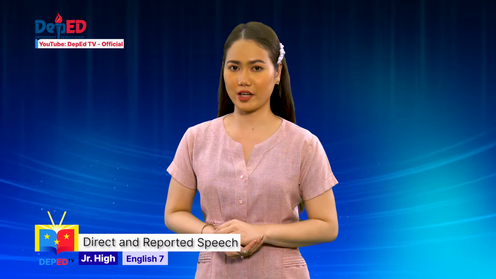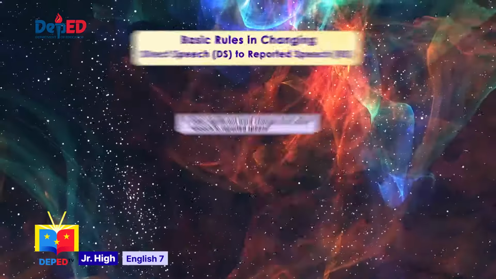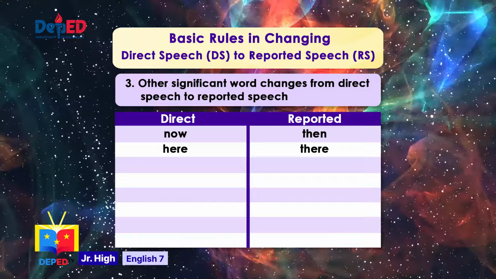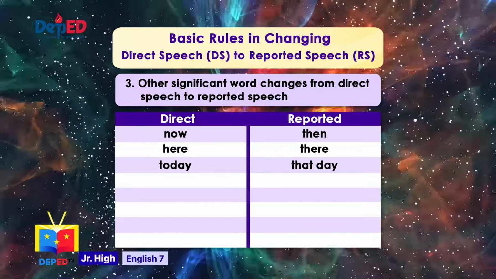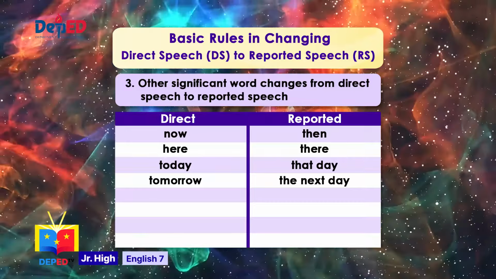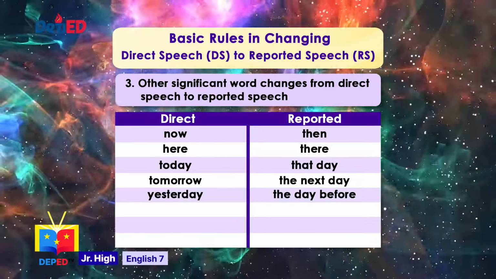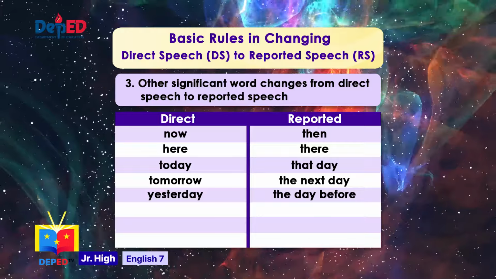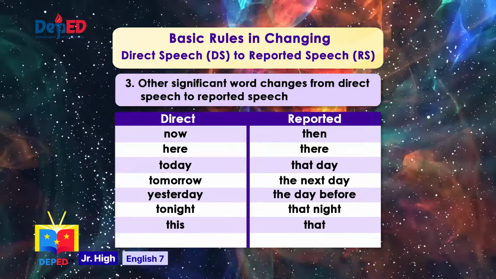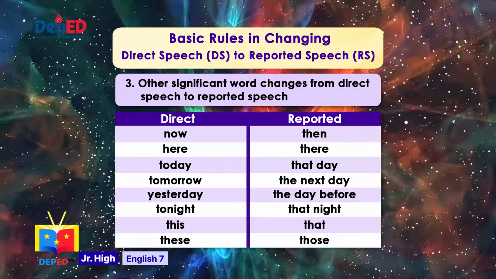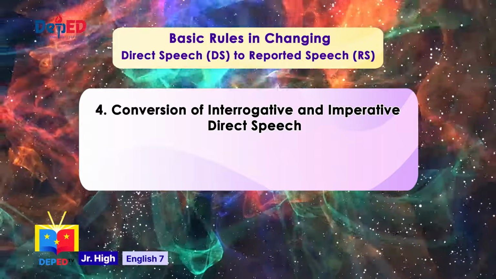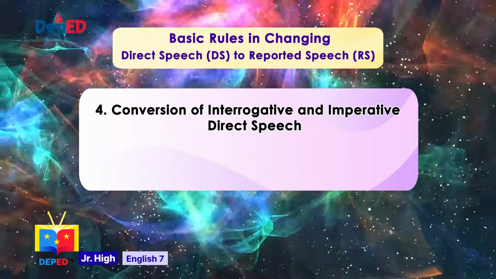Here are other significant word changes. Now becomes then. Here becomes there. Today becomes that day. Tomorrow becomes the next day. Yesterday becomes the day before. Tonight becomes that night. This becomes that. These becomes those.